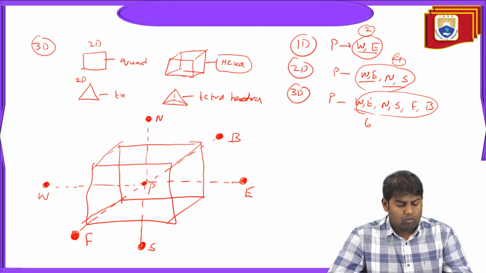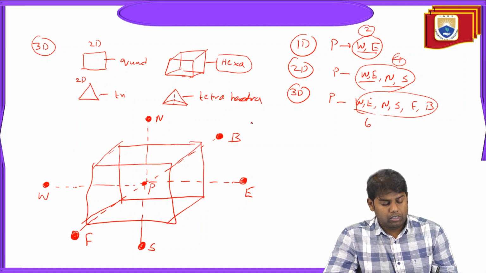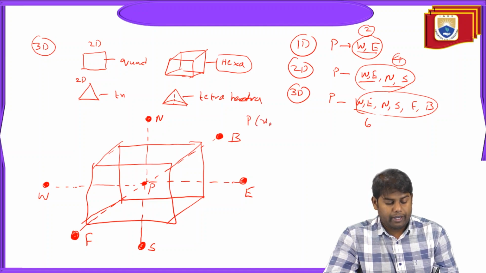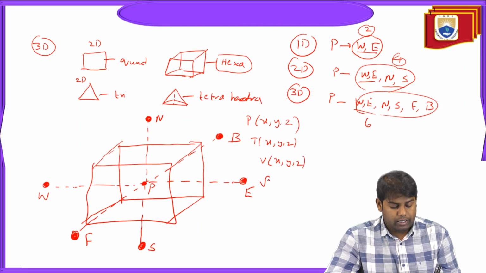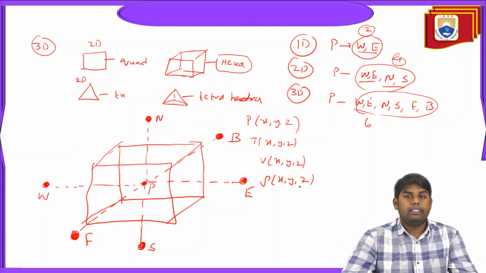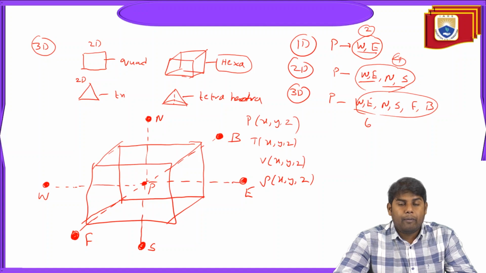Now what do we do? Again, let us take the variables. Pressure P of x, y, z depends on x, y, z. Temperature depends on x, y, z. Similarly, velocity depends on x, y, z. Density depends on x, y, z. So this is how the approach for 1D, 2D, 3D will vary.